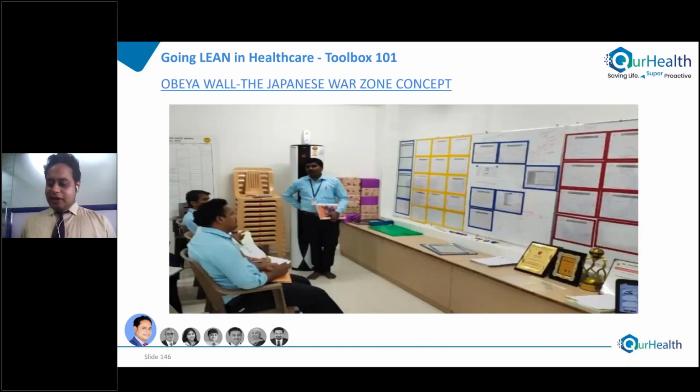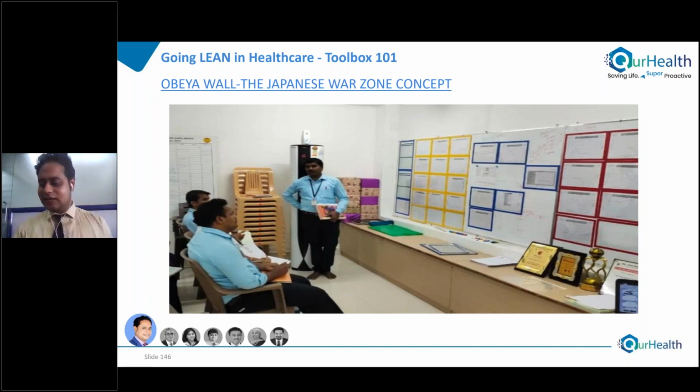Next is an Obeya wall, or we call it a Japanese war zone concept. So this is done in one of the Salem Gopi Hospital's pictures, where all your KPIs and visual control are a part of the second S. So all these are done now. The tendency is, because of COVID, we cannot do stand-up meetings, so it is all moving digitally.